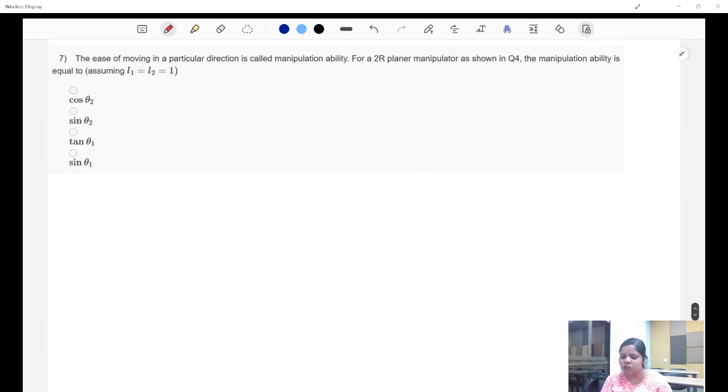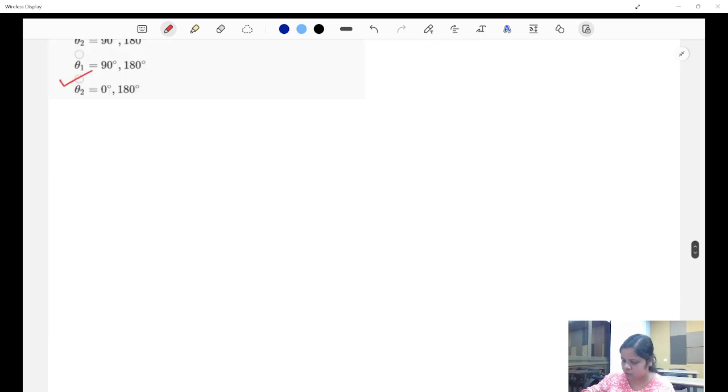The ease of moving in a particular direction is called manipulability. For a two-link planar manipulator, as shown in question 4, the manipulability is equal to what? I told you what manipulability is. Just copy that.